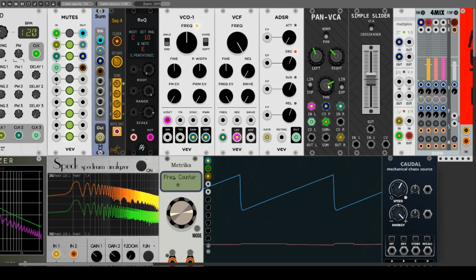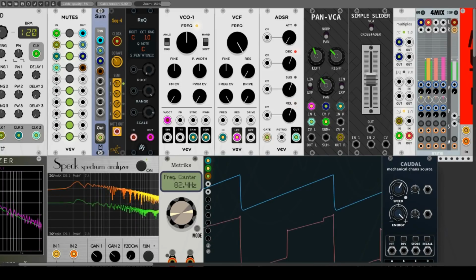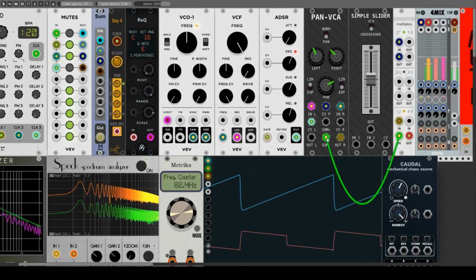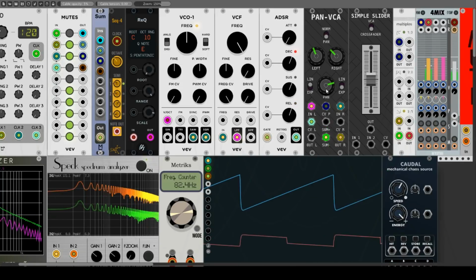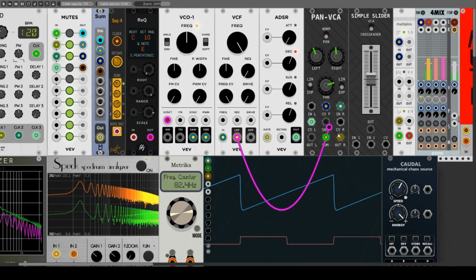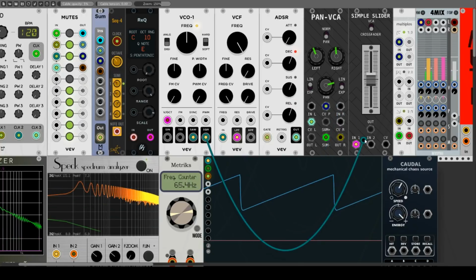Also here it is most interesting to work with the sum of one side linear and the other side exponentially modulated, and of course the panorama. The simple slider also has two modes. In VCA mode you can adjust the volume between 0 and 100% of the input signal or via CV.